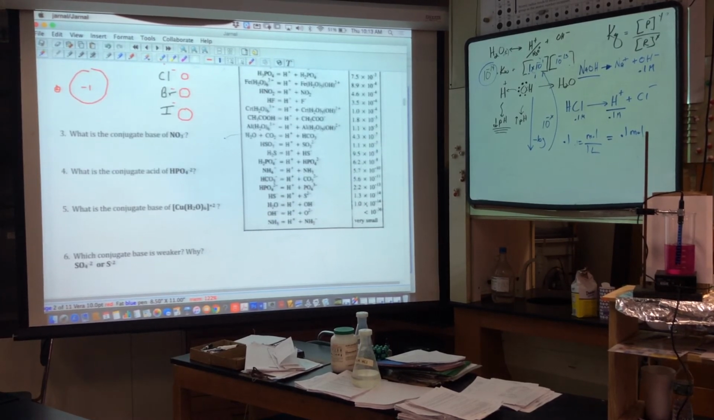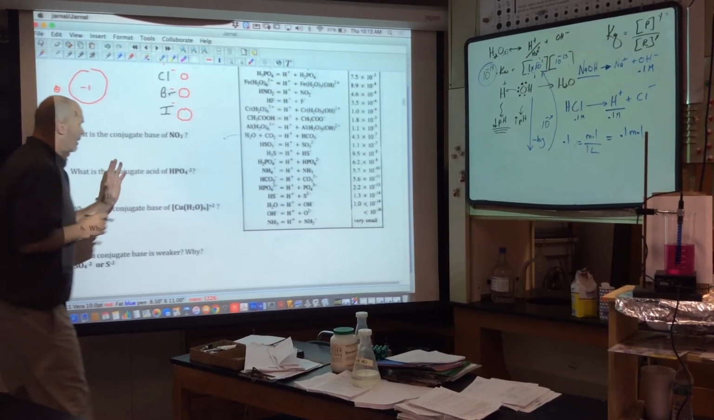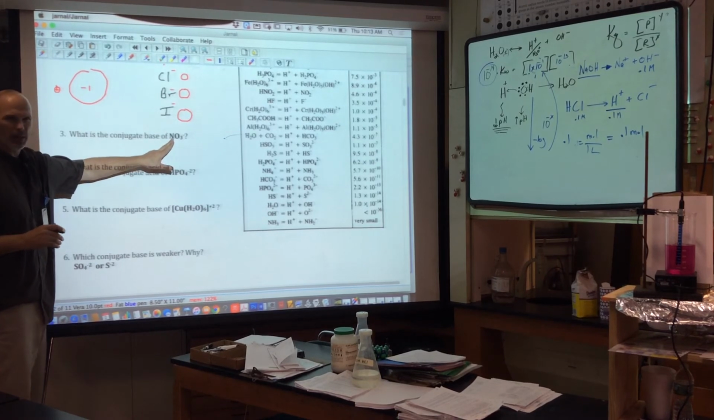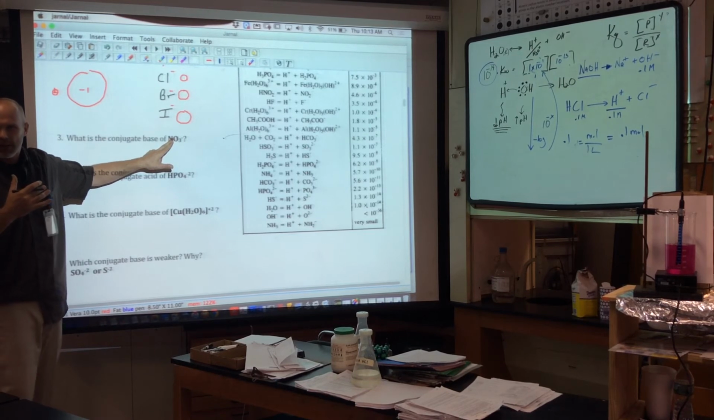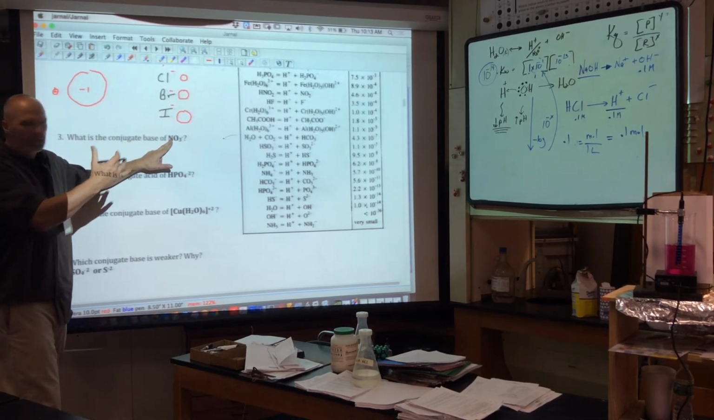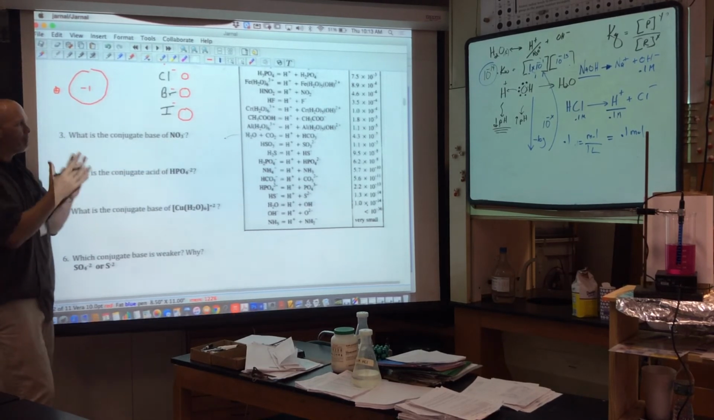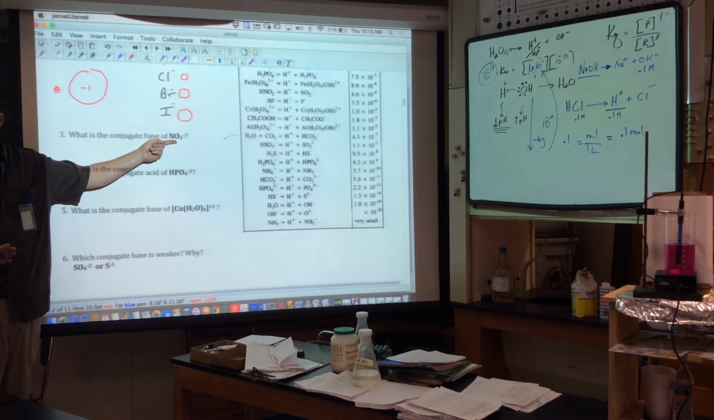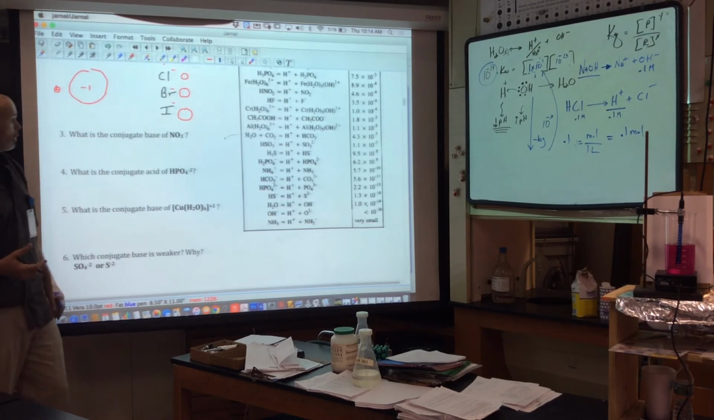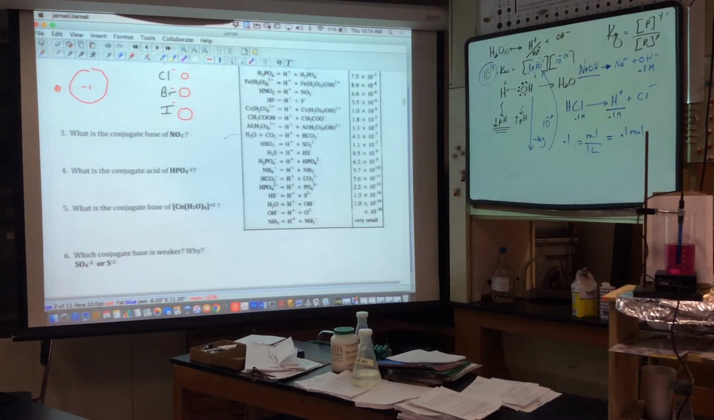Very simple. What's the conjugate base of NO3 negative? Think about this. Wait a minute. Conjugate base of this. That means I'm looking for what it becomes as a base. No, I want the base of this. So this must be an acid. What do acids do? They bring the pH down. Right? So if you look at this, what's the conjugate base of NO3? And of course, there's no way I can write that, so that's a mistake.